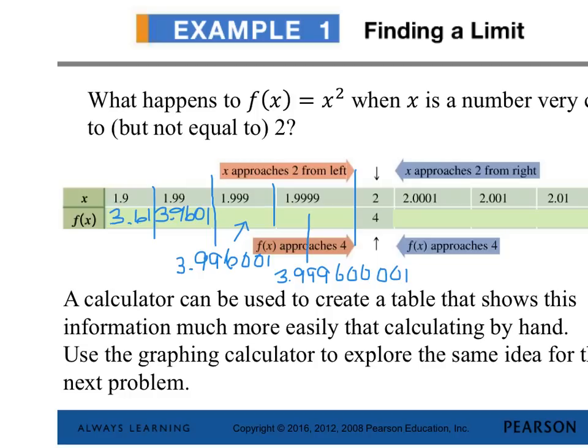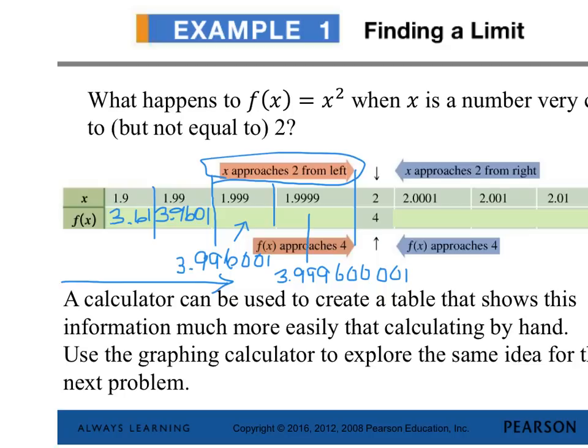So the way that we say this in calculus is that the limit of f of x, which is x squared, as x approaches 2 from the left, because we're starting at less than 2 and approaching 2, we say that the limit as x approaches 2 from the left is 4. And that's what we're saying here. The limit as x approaches 2 from the left for this function is 4.